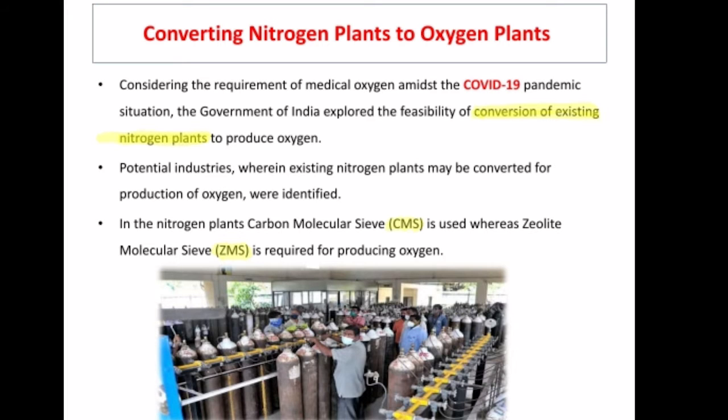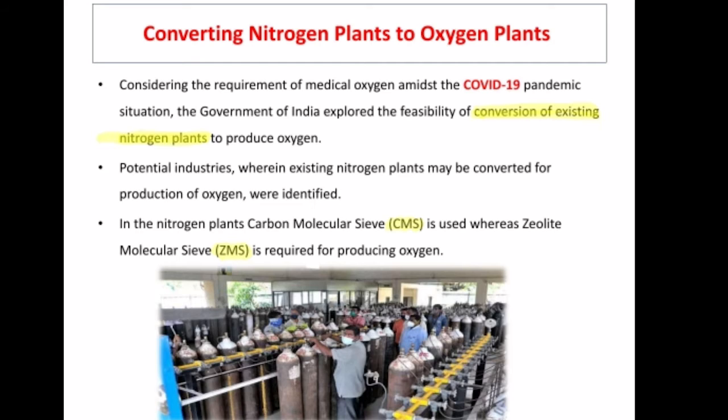And the next one is about converting nitrogen plants to oxygen plants. Nowadays the demand for oxygen is increasing. We are seeing it in day-to-day current affairs. In our current events, I have also discussed how essential oxygen is to rescue the people who are being affected by COVID-19. Because of this lack of oxygen, more than 3,000 people have died in Delhi, and now in Chennai also people are suffering because of the lack of oxygen supply.